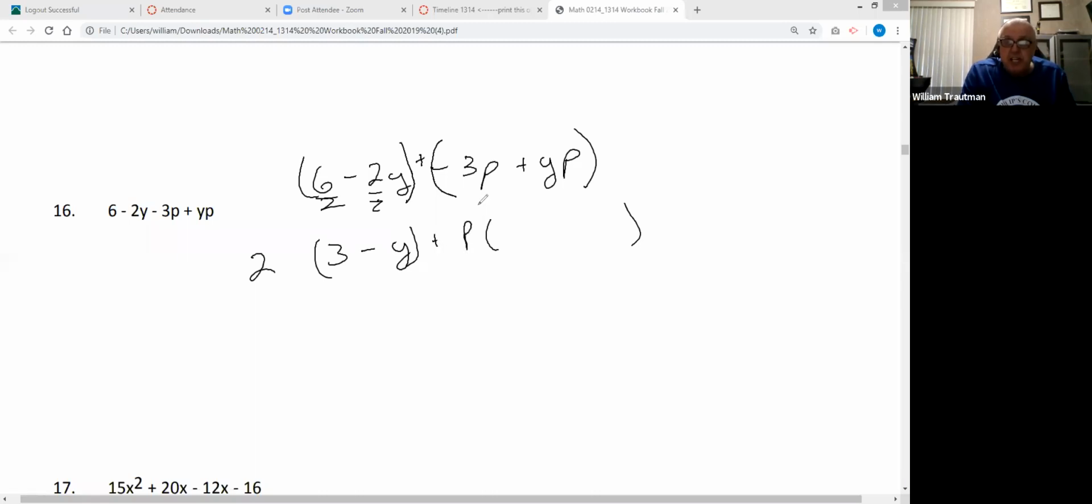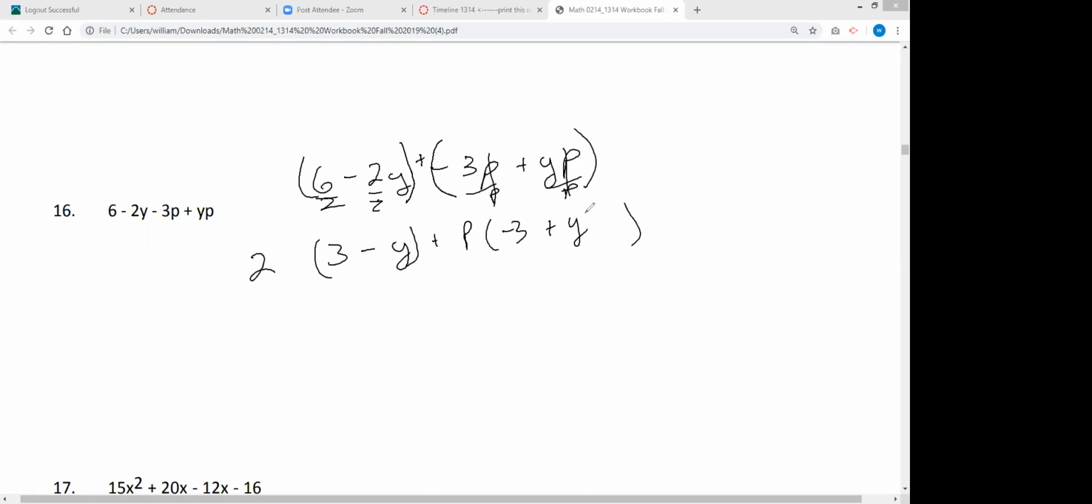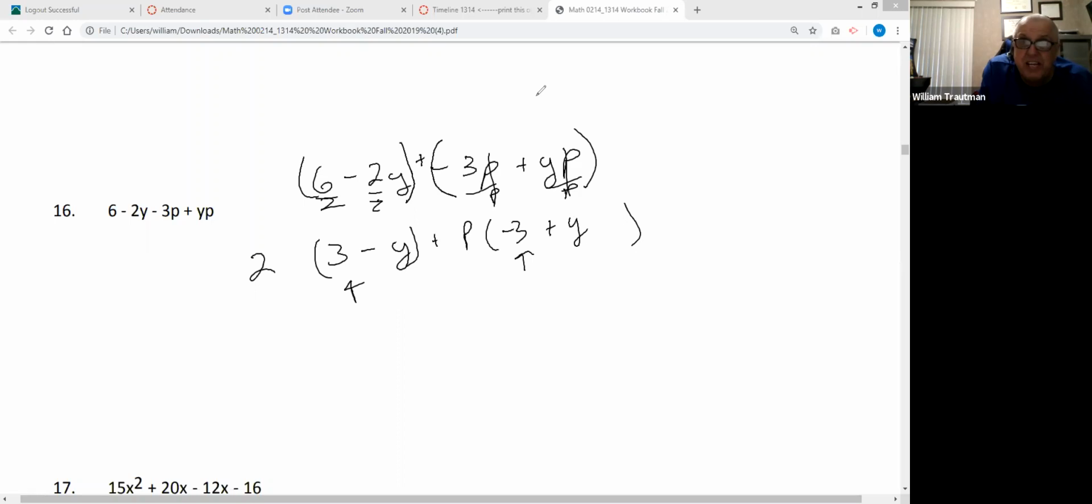We're going to divide out a p. The p's cancel and I have a -3. Here the p's cancel and I have a y. Are the parentheses the same? Are they identical? No. This is a +3. This is a -3. They're not the same. So something went wrong.